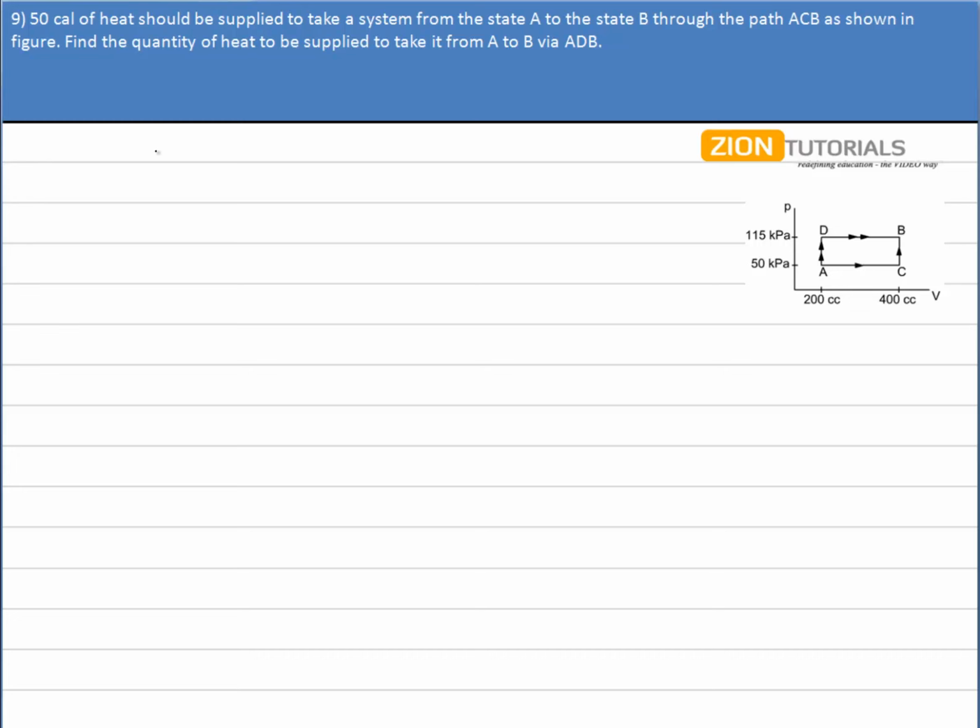Again, the internal energy is always the state function, so the change in internal energy is constant irrespective of the path followed. So Q minus work done through the path ACB will be equal to the Q minus work done through the path ADB. Alright, now first of all I'll calculate the work done during the path ACB.